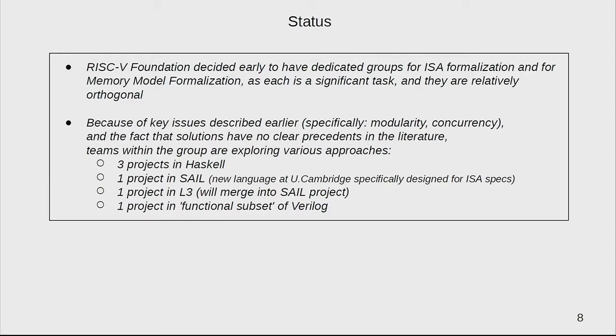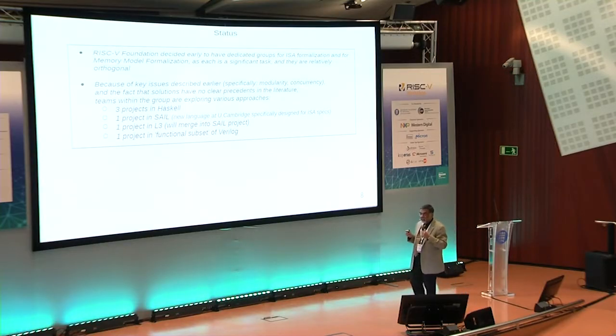The group I'm talking about now, which is the ISA formalization, and the talk that you'll hear next from Dan Lustig, which is about the memory model thing. The reason is because these two subjects are in and of themselves quite major subjects to deal with. And further, they're reasonably separable. In other words, you can talk a lot about the memory model without getting into the details of the ISA, and vice versa. So that's one point.